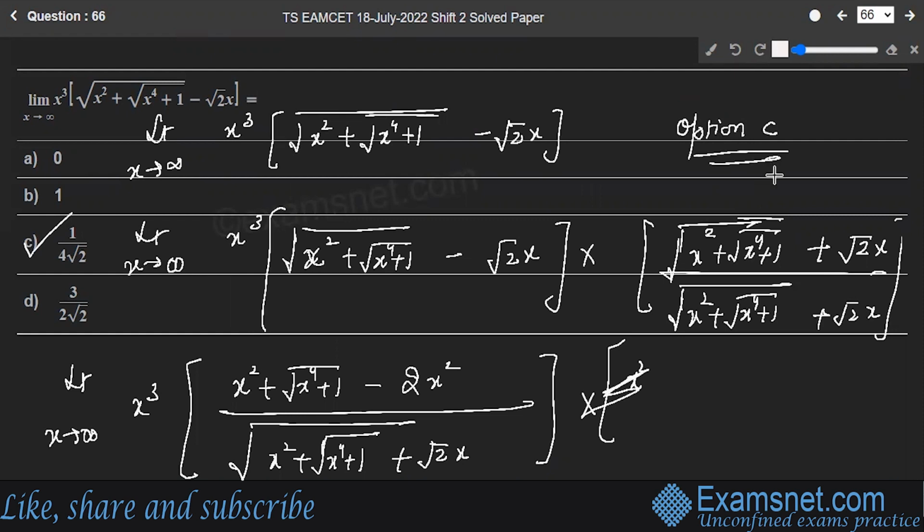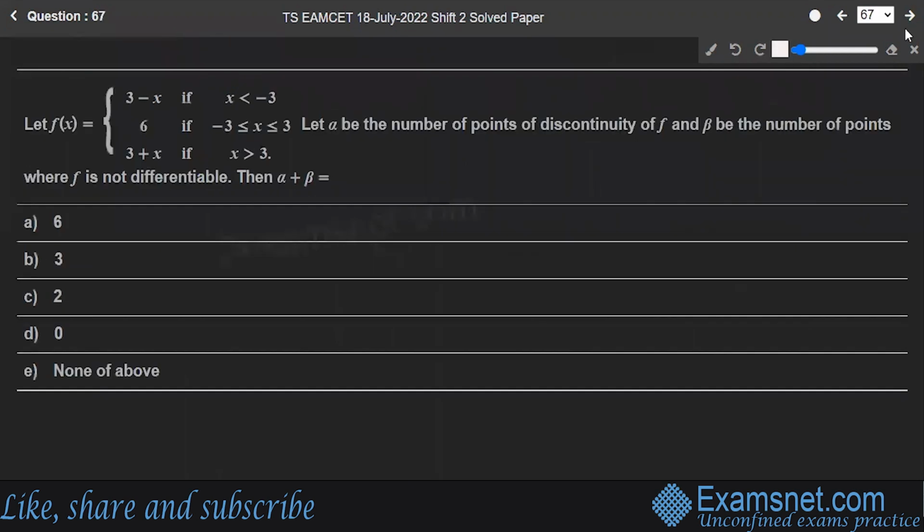Hope you understood. Let's move to the next question, number 67. It says let f(x) is equal to 3 minus x if x is less than minus 3, it's 6 if x lies between minus 3 and 3, and it's 3 plus x when x is greater than 3. Let alpha be the number of points of discontinuity of f and beta be the number of points where f is not differentiable. Then alpha plus beta is equal to.